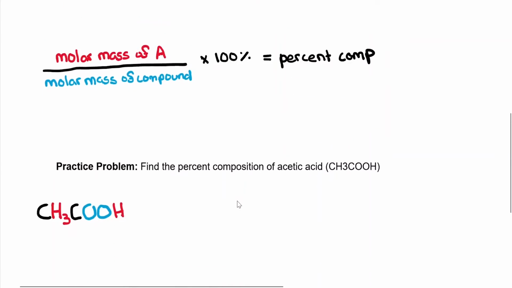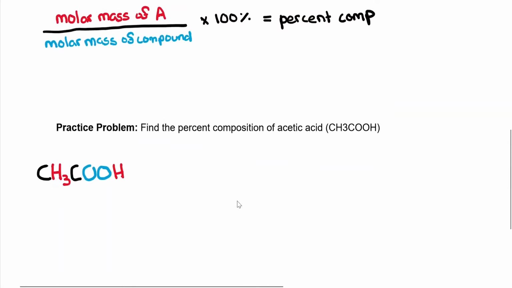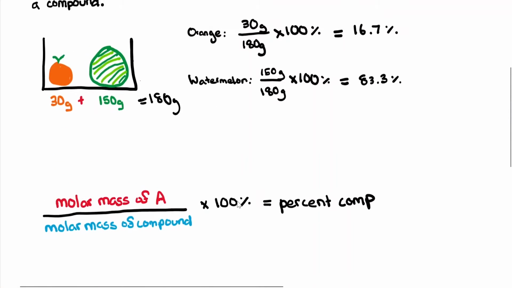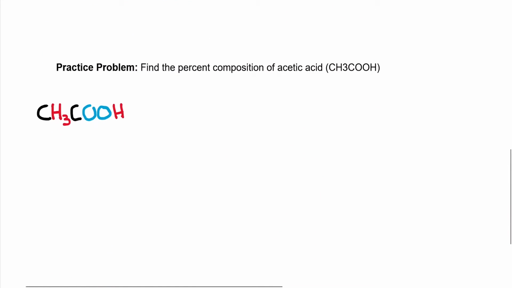All right, so let's move on to a practice problem. And here, we're trying to determine the percent composition of acetic acid. I wrote out the formula for acetic acid here in these fancy colors. What we need to do first, as we can tell by the formula or just by common sense, if we go back to our original example, is determine the overall mass of the compound. This ties back to our previous video, when we looked at determining the molar mass of compounds.